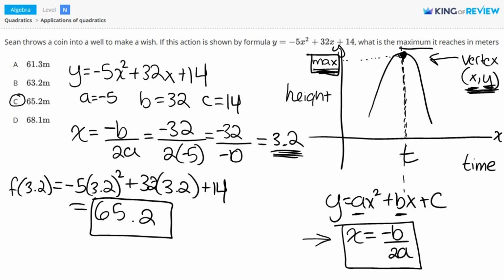So letter C is correct. 65.2 meters is the maximum height, and it reaches this after 3.2 seconds.